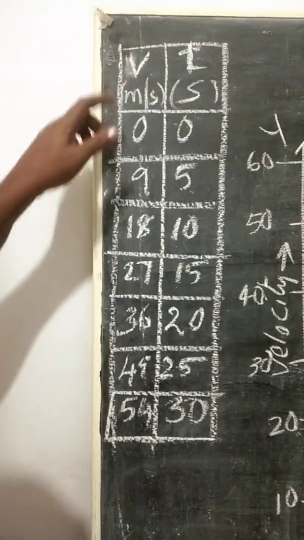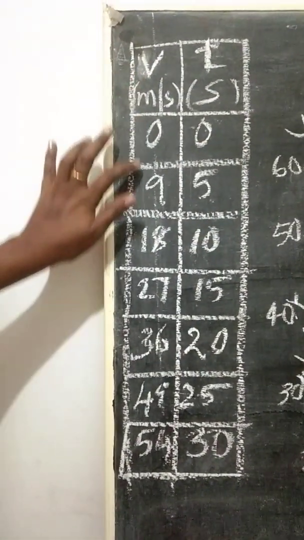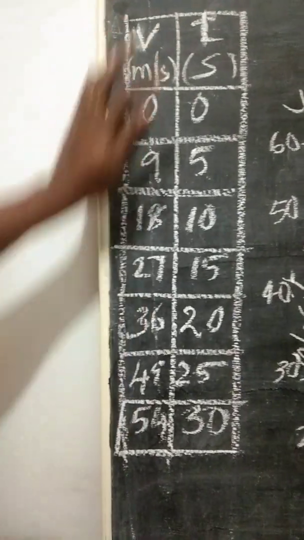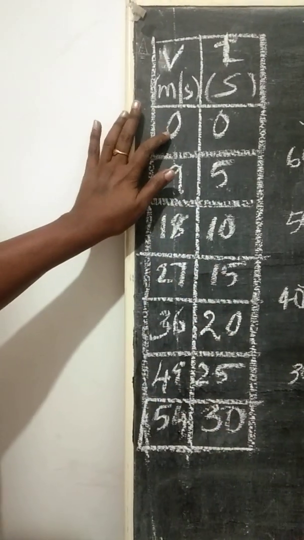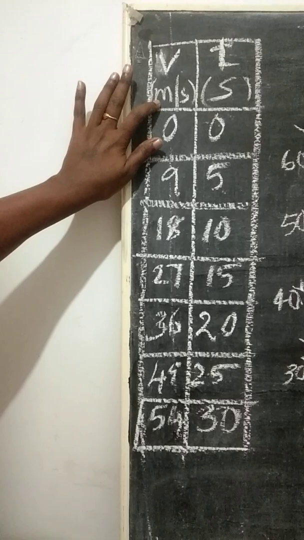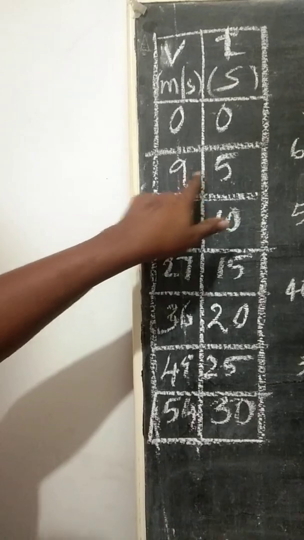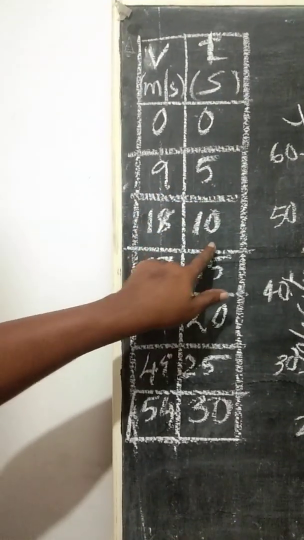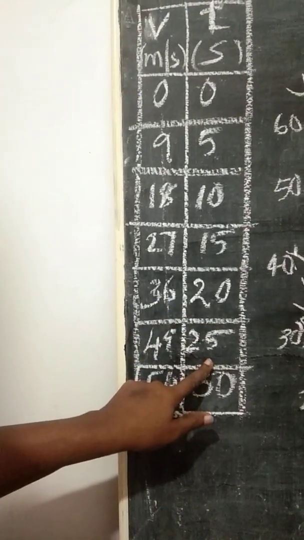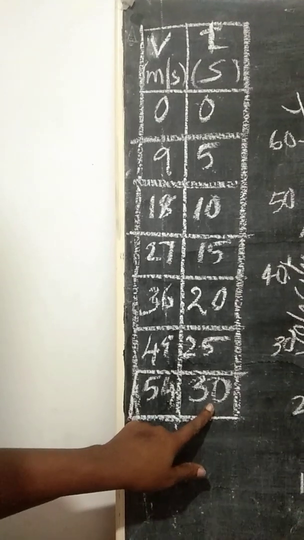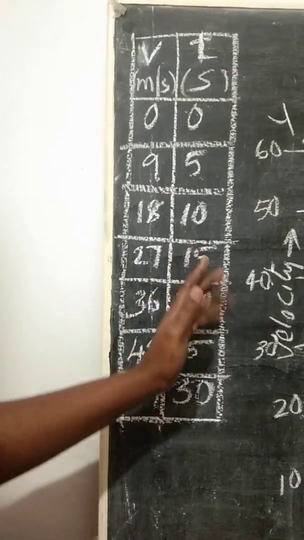Here you are given the data. Two sets of values are given: different readings of velocity, and the time taken for each. The first reading is 0, 0, where velocity is in meters per second and time is in seconds. Second reading: 9 meters per second velocity and 5 seconds. Then 18, 10; 27, 15; 36, 20; 45, 25; and 54, 30. These are the different sets of values for velocity and time.